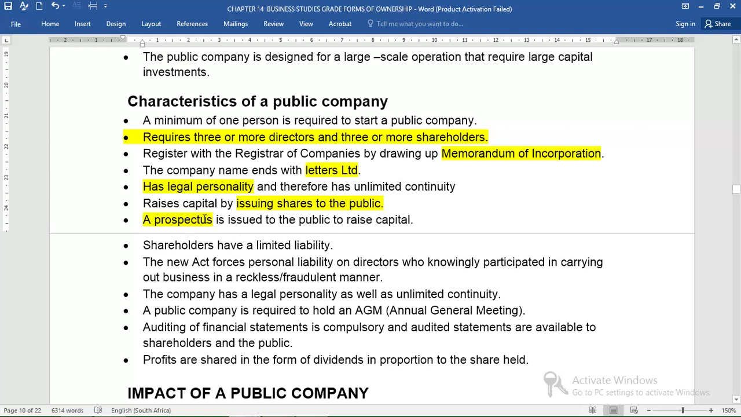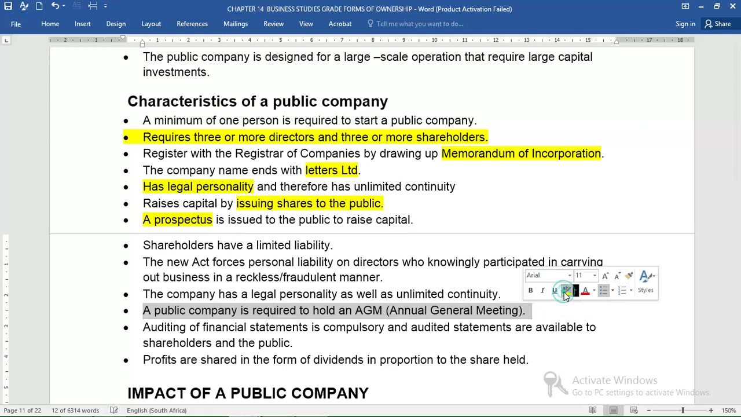A private company, guys, does not use a prospectus. Why? Because it doesn't sell its shares or issue its shares to the public, so there's no need to have a prospectus, right? Another characteristic: shareholders have limited liability. We spoke about limited liability before, now we understand it, right? And another characteristic is that a public company should hold an annual general meeting. It means this is a meeting that is done every year. That's why it's called an annual general meeting.